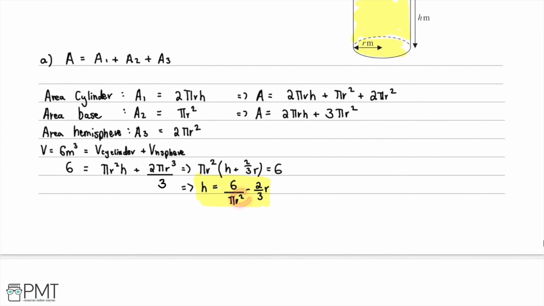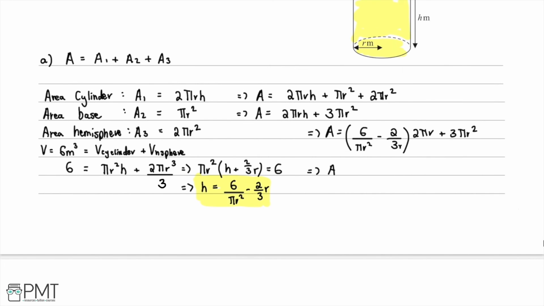And this is good because we want to get our area expression in terms of r. So therefore, we can take this equation for h and substitute it in here. So therefore, going back up here, we're going to have that the area is going to be equal to 6 divided by pi r squared, take away 2 over 3r. And we multiply this by 2 pi r. Then we add on our 3 pi r squared.